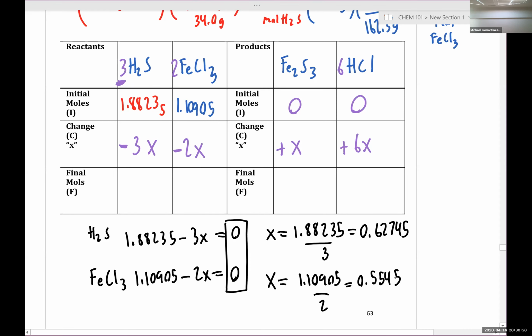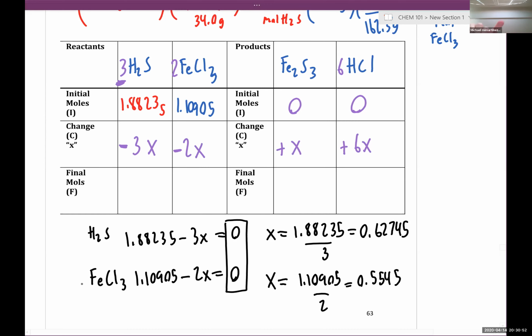0.5545. Now, given this information, I'd like you to tell me which of these values of x is smaller and which of our reactants is limiting. Which of our reactants is limiting? H2S, hydrogen sulfide, or iron 3 chloride? Which reactant is limiting?